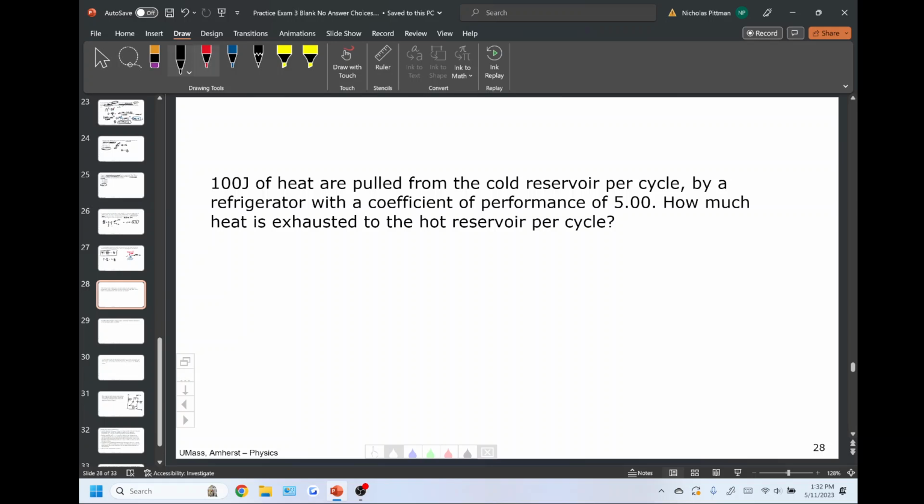Okay, refrigerator, I'm going to be drawing a diagram again. 100 joules of heat are pulled from the cold reservoir. An unknown amount is exhausted to the hot reservoir, and an unknown amount is put in as work for a refrigerator.